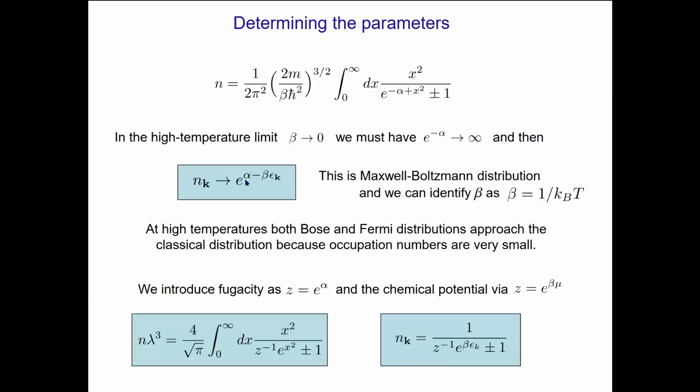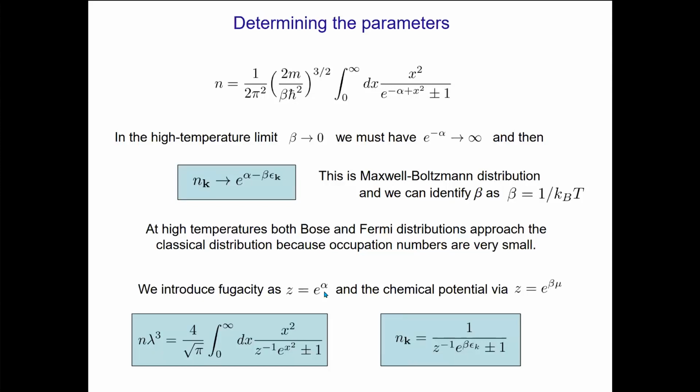So what about this parameter alpha? For the parameter alpha, we will introduce a notation z, the exponential of it, which is called fugacity, and we can introduce the chemical potential as log of z over beta.